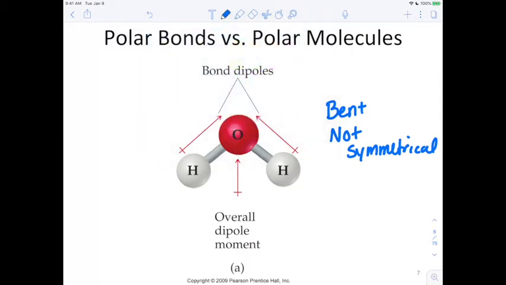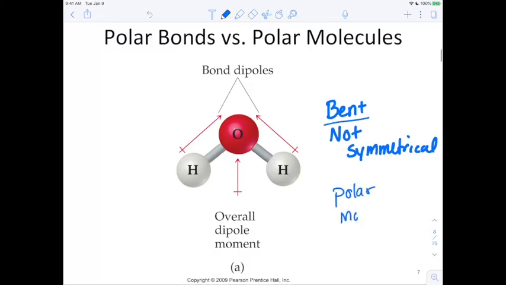As soon as we know that this shape is bent and it is not symmetrical, I can immediately say it is a polar molecule. So the shape alone can tell us whether this is a polar molecule. If it is not symmetrical, it is immediately a polar molecule. Doesn't matter if the outer atoms are the same. In this case, you do have the outer atoms the same. Doesn't matter. Still polar because of that shape. So any questions on why I can say right away that this is a polar molecule based on the fact that it is not symmetrical?